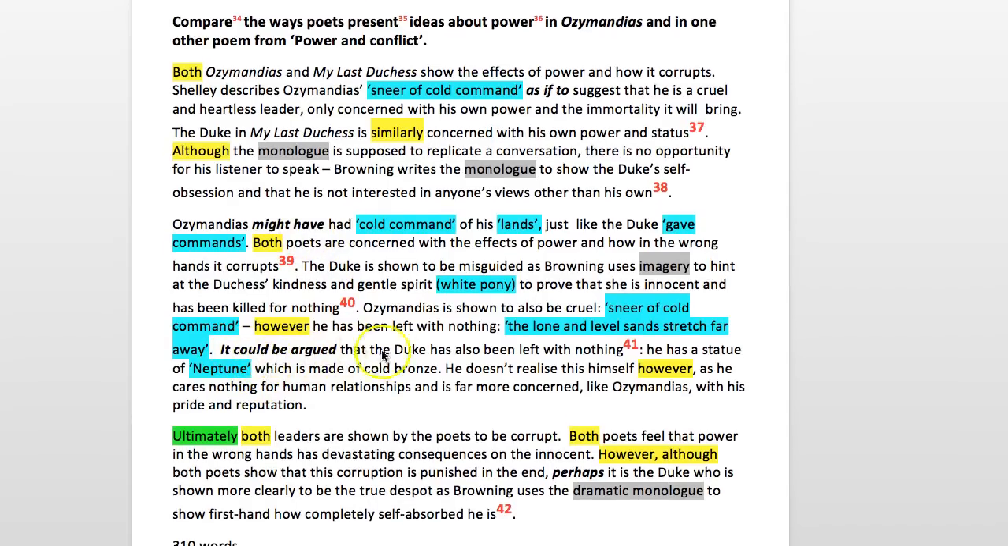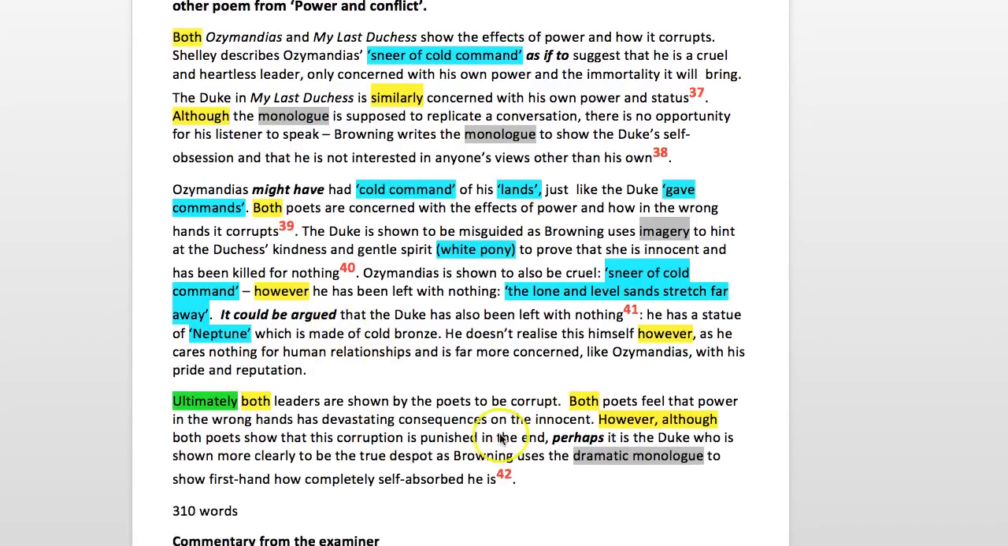It could be argued that the Duke has also been left with nothing. He has a statue of Neptune, which is made of cold bronze. So again, not a fully explained argument there, but the tentative language suggests that it's being more fine-grained. And then the most successful one is at the end.